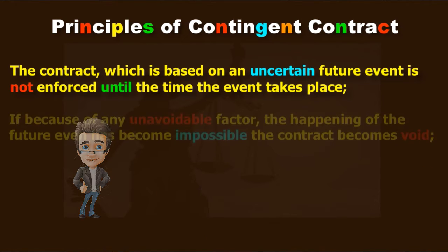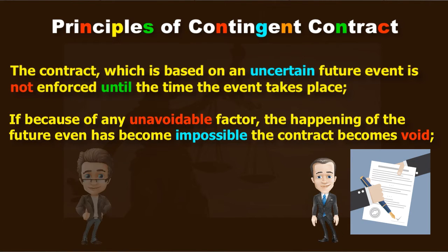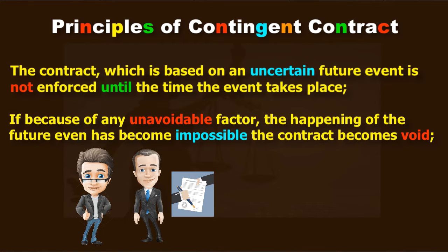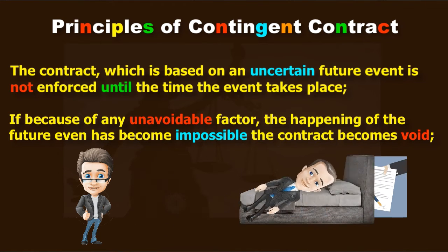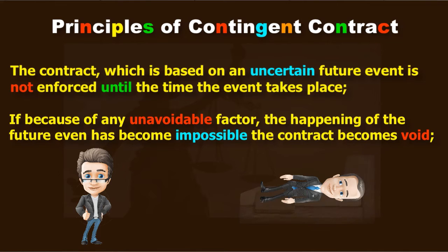The second one is, if because of any unavoidable factor the happening of the future event has become impossible, the contract becomes void. What does it mean? You made an agreement with your friend B and asked him to go and deliver that item to C. But in the meantime, B somehow fell ill and is unable to go and deliver that item. Of course, his health issue is unavoidable and beyond his control. So in this condition, this contract will be void and no one can claim anything in this contract.